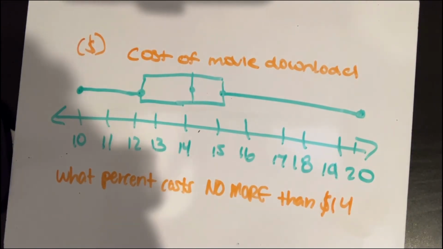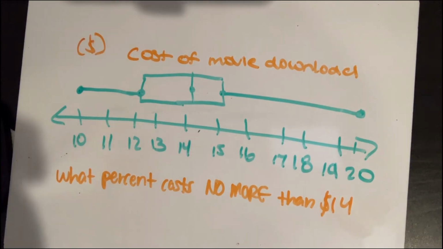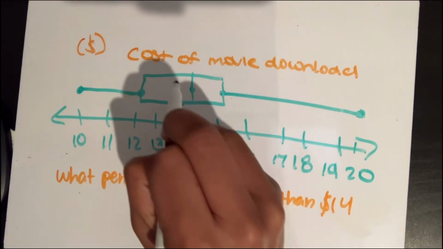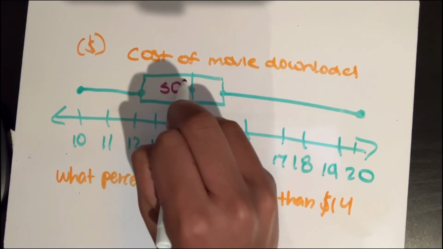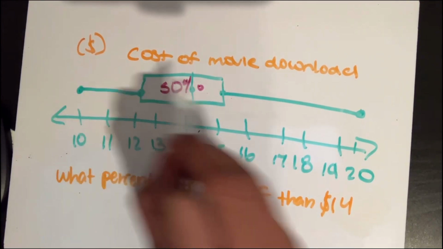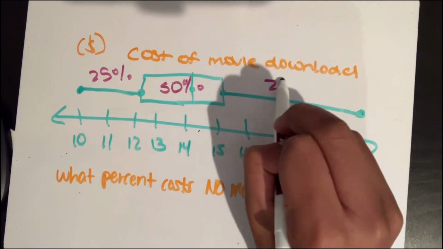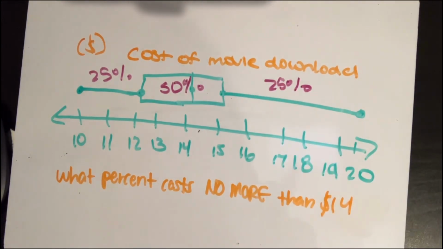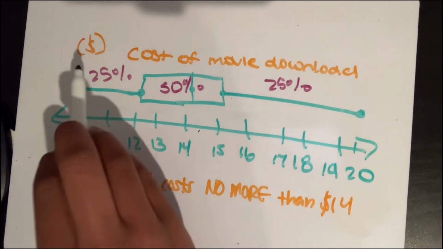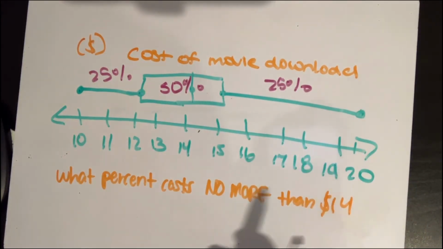Let's introduce equations on a graph. First, we have to know that the box itself represents 50% of the data, and each whisker represents 25%. So let's answer the question. Cost of the movie downloads. What percent costs no more than $14?